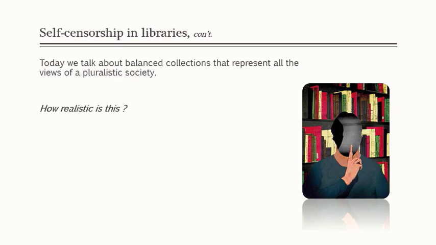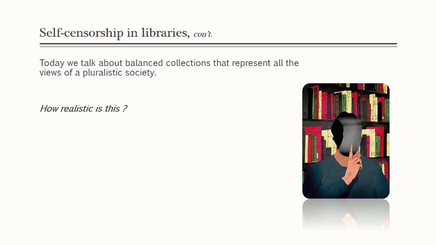How realistic is this? As realistic as our budget, and as realistic as the pluralism of our society. Can we be everything to everyone? No. If we had unlimited funding, we could. If we had unlimited space, we could. But even with unlimited funding and unlimited space, we would still have people who complain about what we have in our libraries. So, it's all great talk.